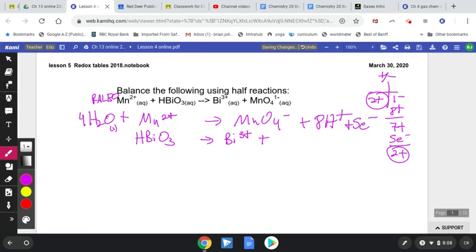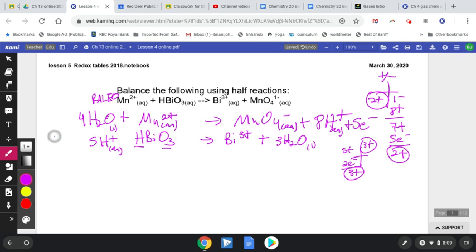So 1 bismuth, 1 bismuth, 3 oxygen, 3 oxygen, my waters, 6 hydrogen. I've already got 1 hydrogen, so I need 5 more. Okay, 5 aqueous hydrogen ions. Throw my states in there. Okay, charges. I have 3 plus on the right, 5 plus on the left, so I need to add 2 electrons to get to 3 plus. 2 electrons. Okay, there's my other balanced half reaction.